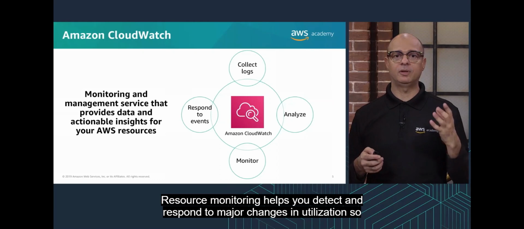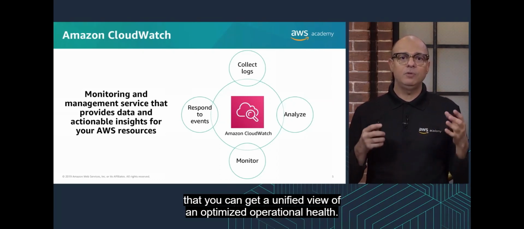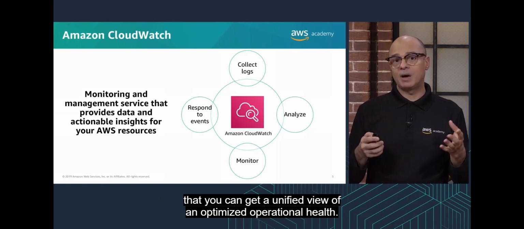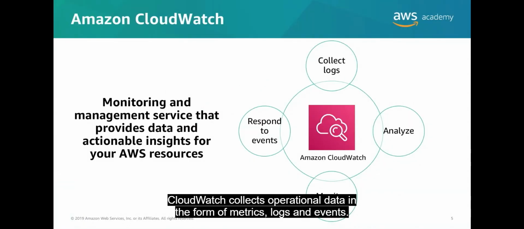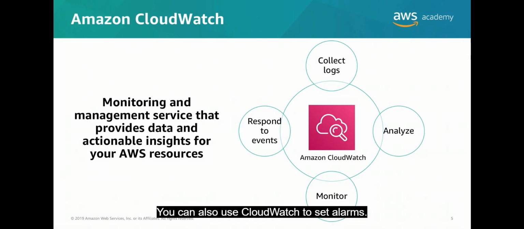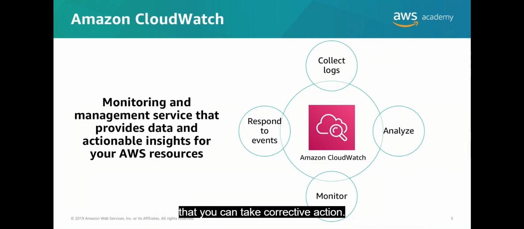Resource monitoring helps you detect and respond to major changes in utilization so that you can get a unified view of and optimize operational health. CloudWatch collects operational data in the form of metrics, logs, and events. You can also use CloudWatch to set alarms. An alarm defines what type of usage constitutes a problem so that you can take corrective action.